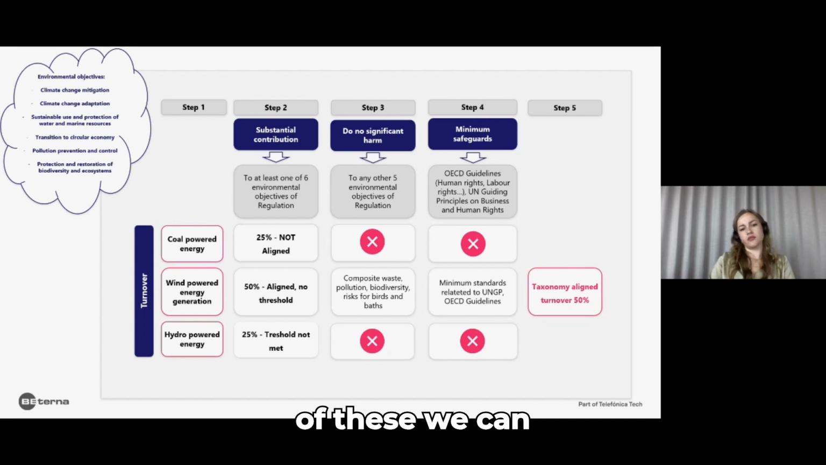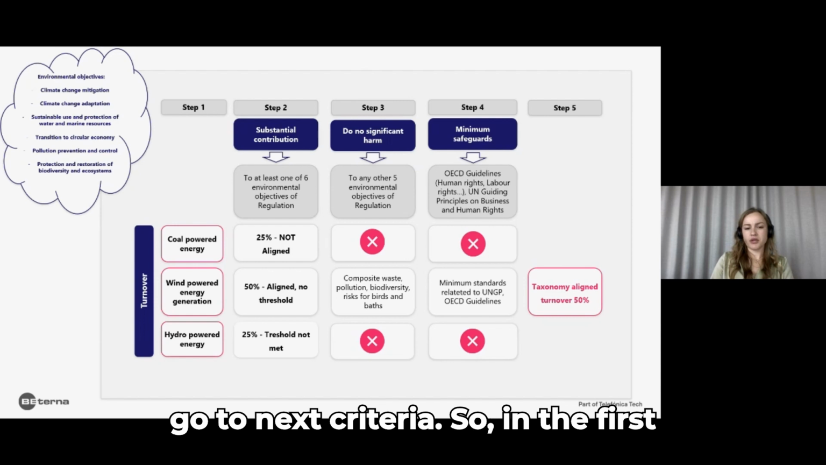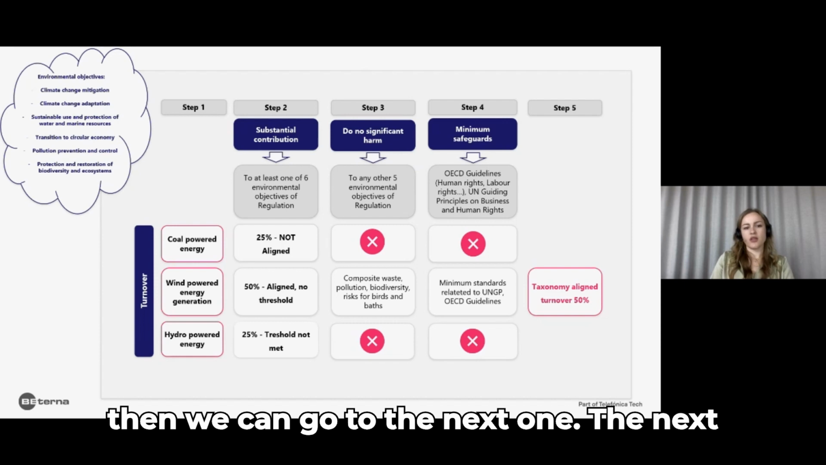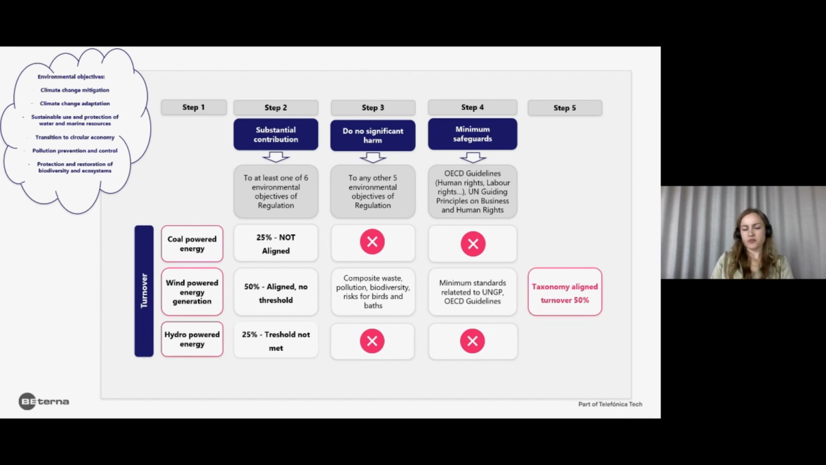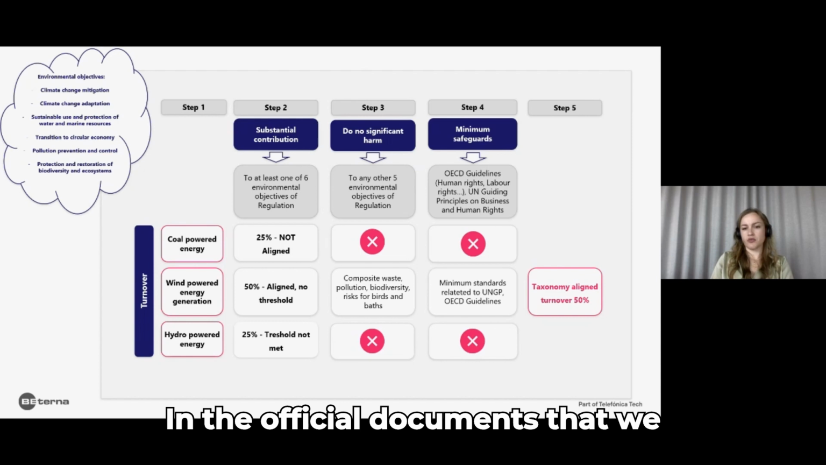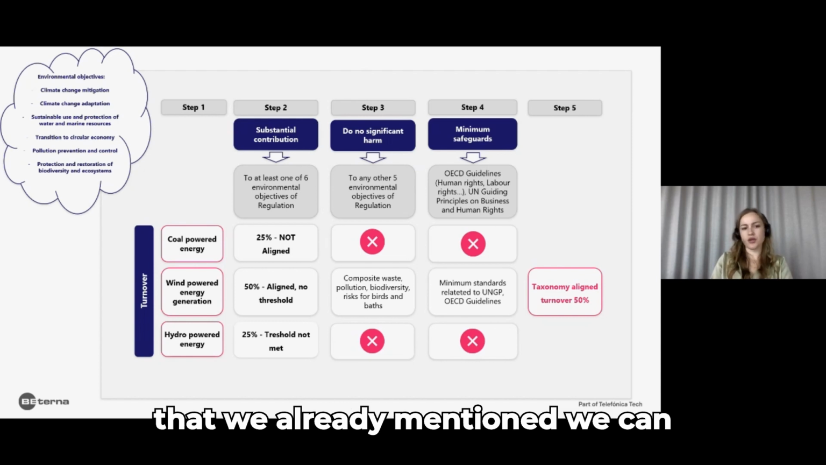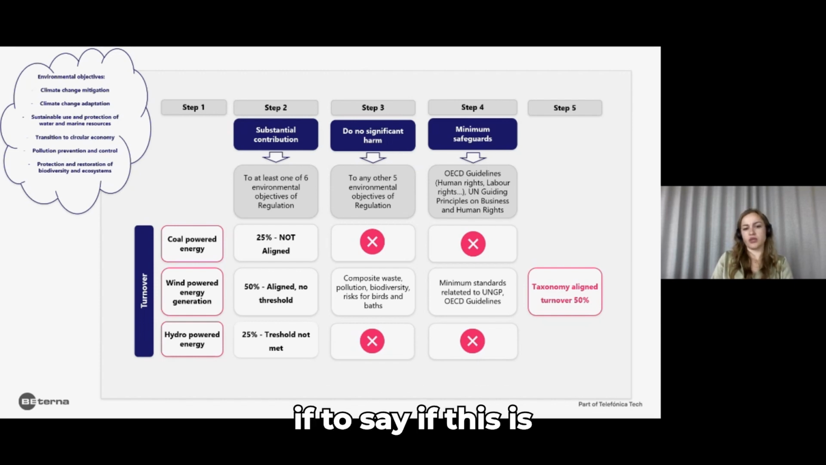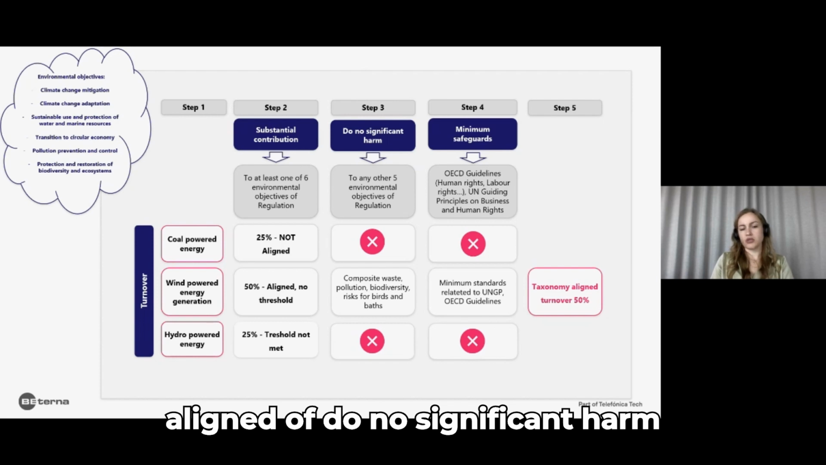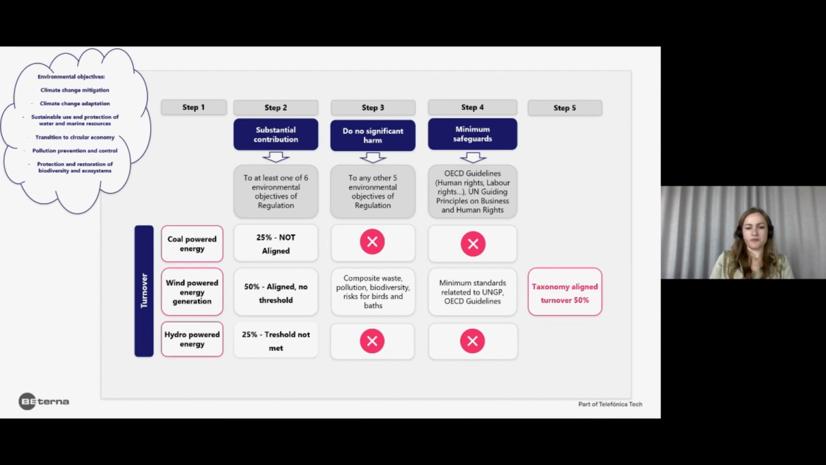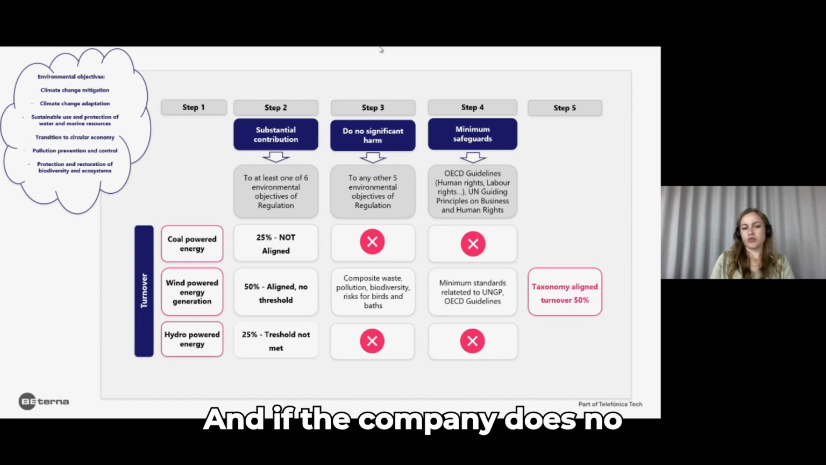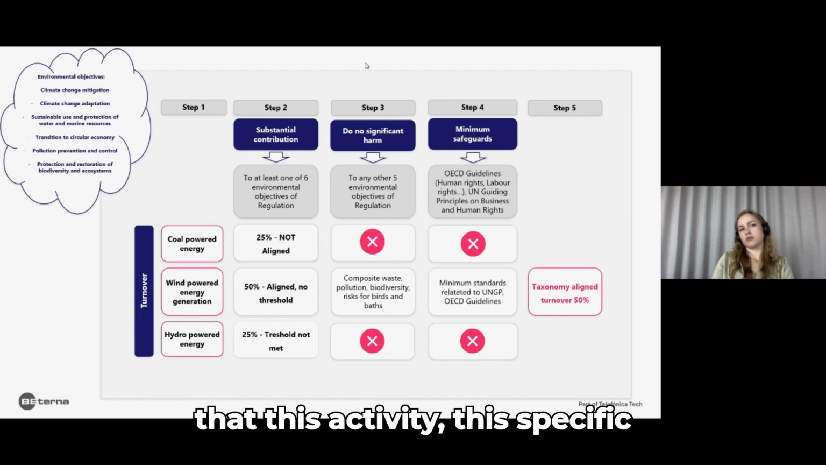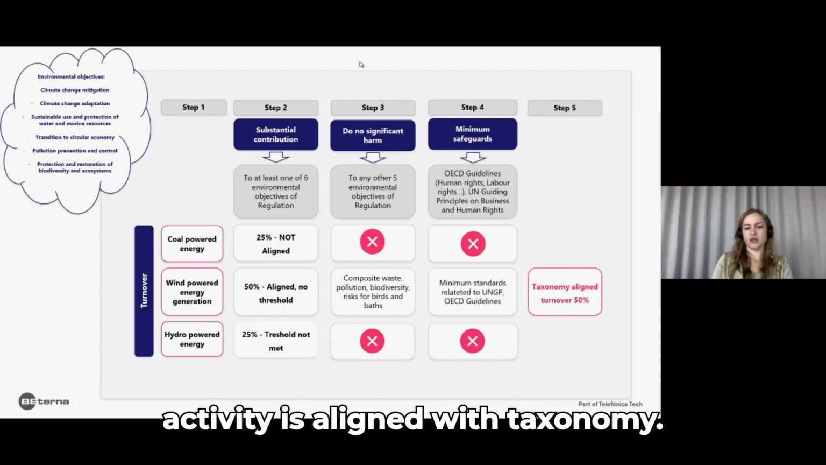Because of this, we can go to the next criteria. So in the first criteria, we have a check mark, and then we can go to the next one. The next one is do no significant harm. In the taxonomy's official documents that we already mentioned, we can find the mandatory requirements to say if this is aligned with do no significant harm or not. And if the company does no significant harm to the other 5 environmental goals, then we can say that this specific activity is aligned with taxonomy.